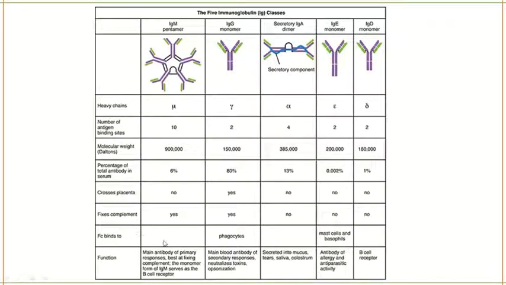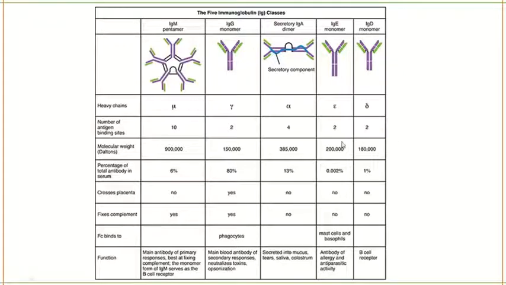This does not bind to the Fc, and its main function is antibody of the primary response, best at fixing complement. The monomer form of IgM serves as a B cell receptor. Okay, IgM also exists in monomeric form, that will be like a receptor. Okay, that will be present as the B cell receptor. Okay, so this is a master slide. From this slide, they can ask you so many questions. So if you want, you can write it down or take a screenshot and learn.